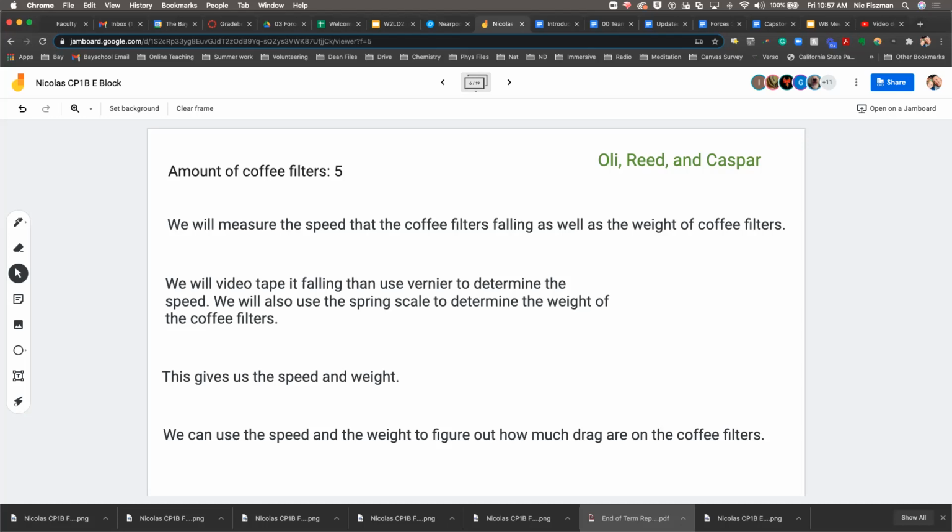Just speak. I was wondering if you think that it matters what height we drop it at or not, if we should drop it at a consistent height. You've got to think. Does it matter at what height we drop the coffee filters?